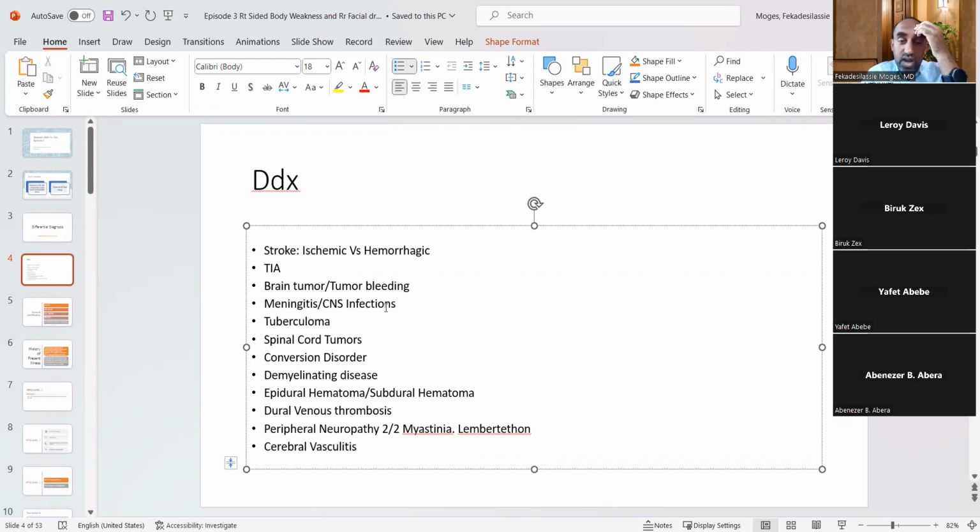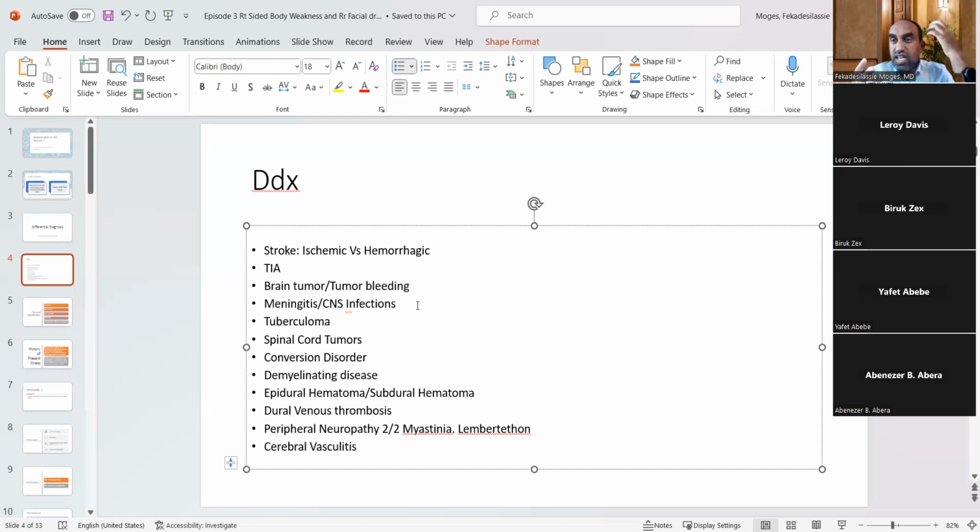Meningitis, CNS infections, what about that? Highly unlikely to cause body weakness. Yes, thank you so much, Leroy. Very unlikely because a patient with meningitis would have other presenting complaints, right? So, like, headache, neck pain, fever, chills.